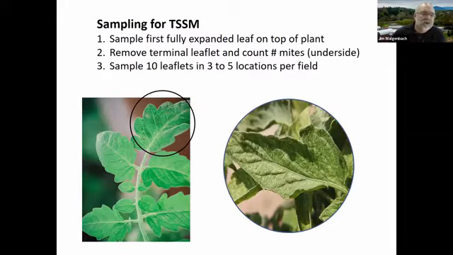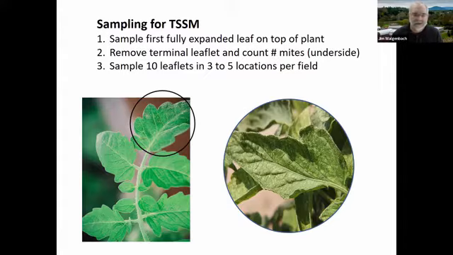Before we go on to that, I wanted to point out how we go about sampling for two-spotted spider mites. They prefer to feed on the upper portion of the plant. So when we're sampling, we take the first fully expanded leaf from the top of the plant. A lot of times that's about the third most recently expanded one. And we just sample the terminal leaflet on that leaf.